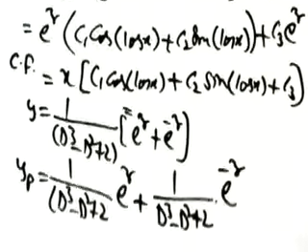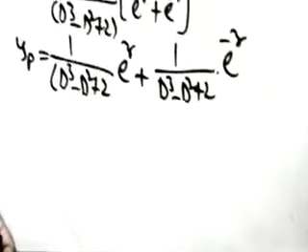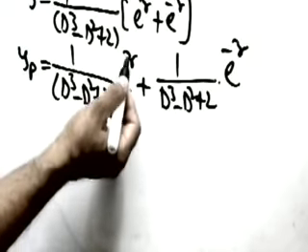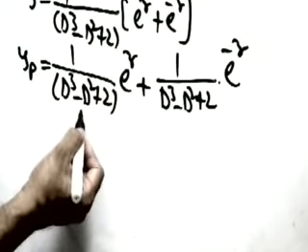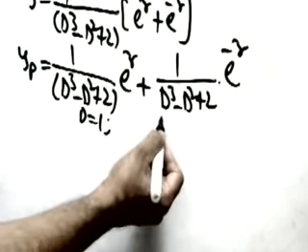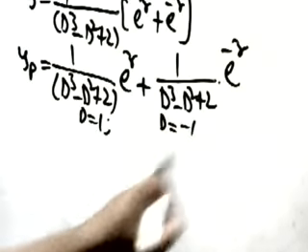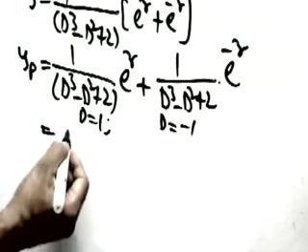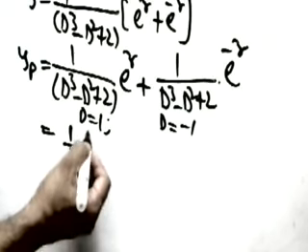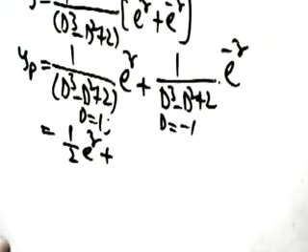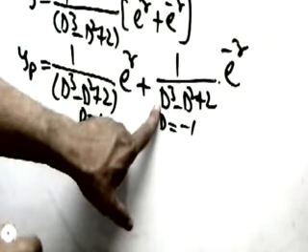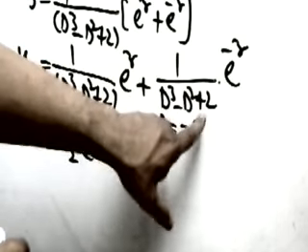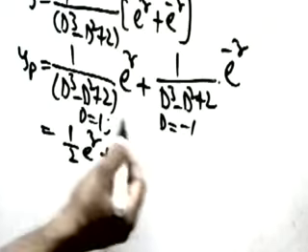Now what is the method for e power ax? In place of d we have to put a. See here, what is e power az? a is 1 here, so in place of d we have to keep 1. Here we have to keep minus 1 in place of d. Now continue this. If you put d equals 1, plus 1 minus will get cancelled. What is left here? 1 by 2 e power z. Plus, if you put minus 1 here, this will become minus 1 minus 1 minus 2 plus 2 will get cancelled. So this is 1 by 0, not defined.